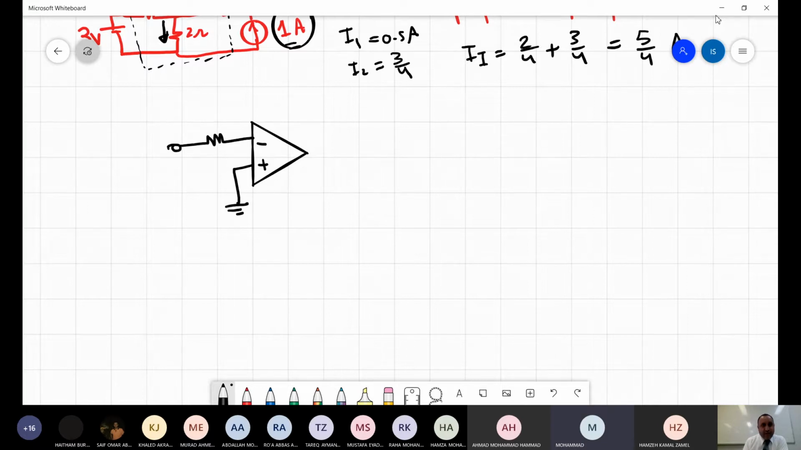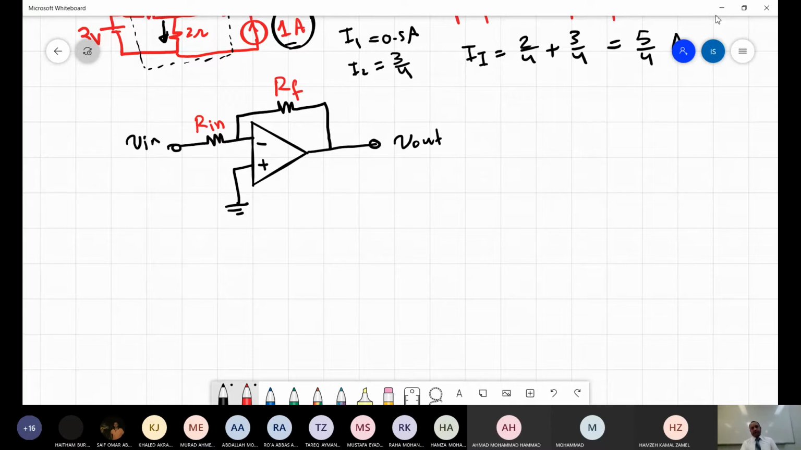Amplifier. Yeah, the amplifier. Simply here I will have Vn, and here I will have V out. Let's assume this one, in general, we call it Rn or R1. Let's say Rn. And this one is the feedback resistor, RF. I need to model this system.